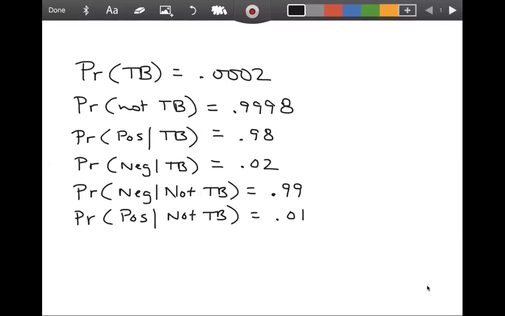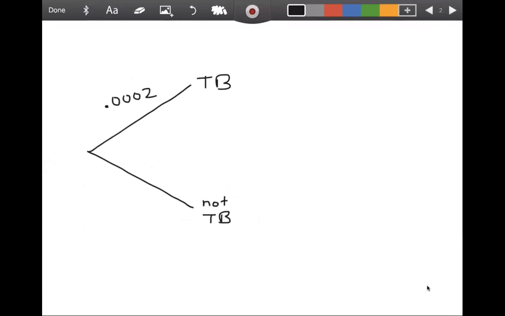All right, so here are all those probabilities we just went over. So now I'm going to go to a blank screen. So we're going to pick our person from the population. That person either has TB or they don't. The probability they have TB is 0.0002. The probability that they don't is 0.9998.